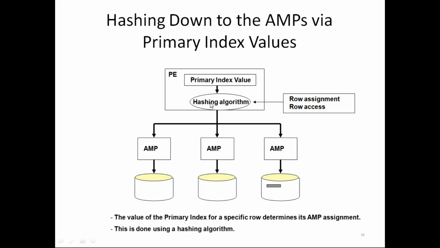This hash algorithm will take the primary index values as input and generate a hash value as an output. With that hash value, Teradata can determine which AMP it has to go to. Let's suppose one row has a primary index value and the hash algorithm takes that value as input and determines AMP number 2, that is 0, 1 and 2. AMP number 2 is the AMP in which this record has to be stored. So it will go and store in that particular AMP.